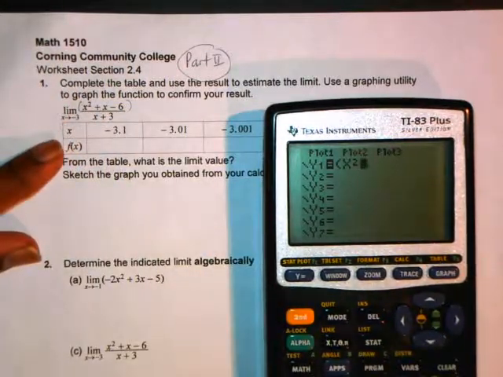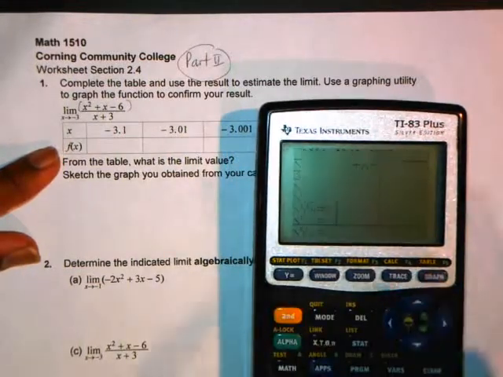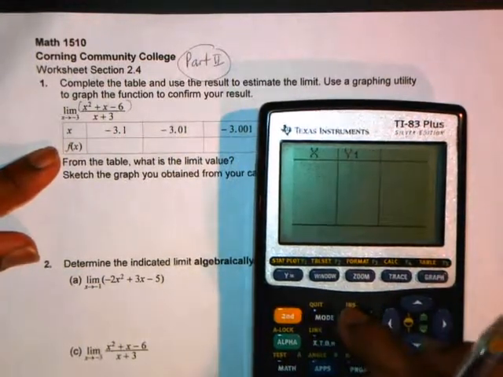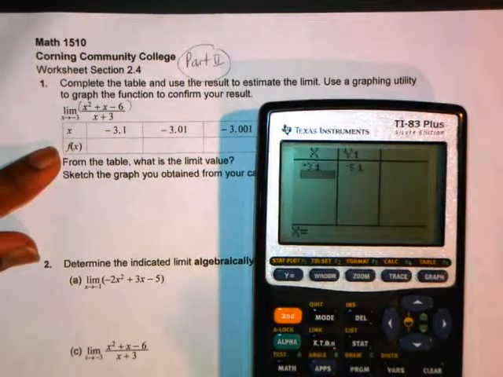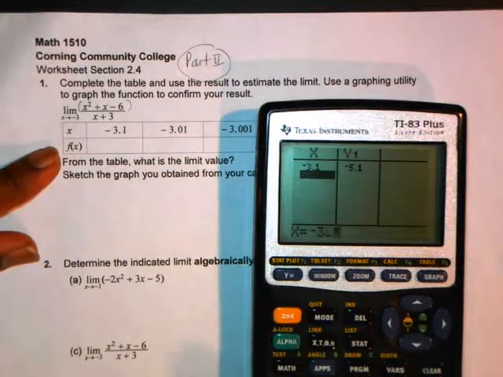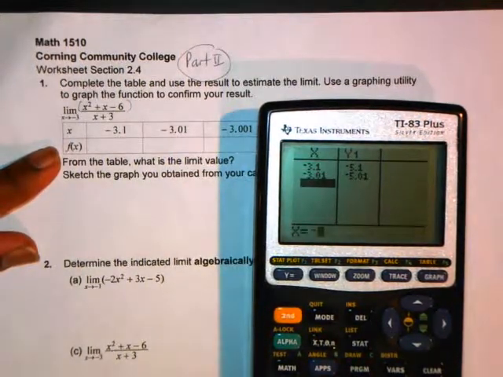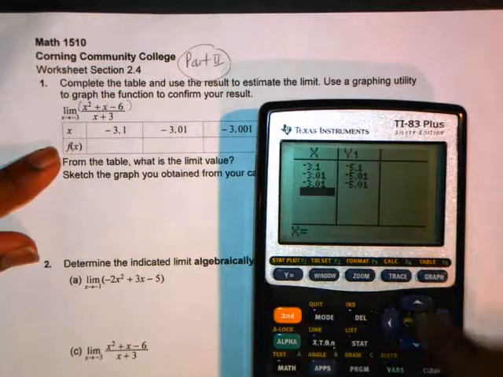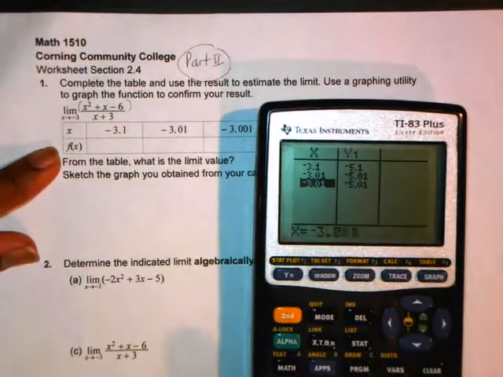If you have a newer operating system, your calculator will probably show it to you in a better way. Mine's an old one. I like it that way. So go to the table, and you can delete the old values by pushing the delete button and start plugging in these numbers. Oh, I need a negative 3.01. I typed in the same thing. And a negative 3.001. There we go.